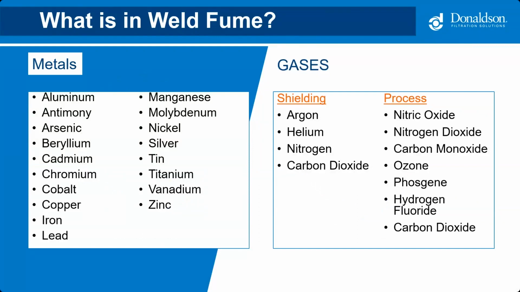Now, you might be wondering what is exactly in weld fume. As you can see by this chart here, there are metals being administered for the welding: zinc, cadmium, aluminum, all of which can be hazardous. And the gases which shield that process, which are argon, helium, nitrogen, carbon dioxide, they all play a part in the welding process.